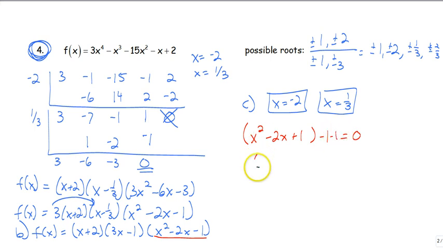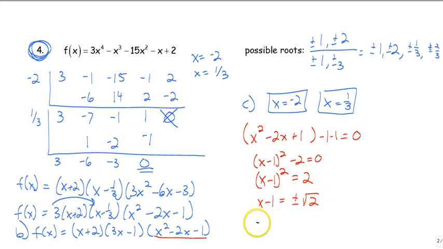Okay, so I'm going to rewrite this in factored form. I'm going to move over the 2. I'm going to take the square root, plus or minus, do not forget that. And finally, my last two answers are 1 plus or minus root 2. You could have also used the quadratic formula to solve that and get those final two answers.